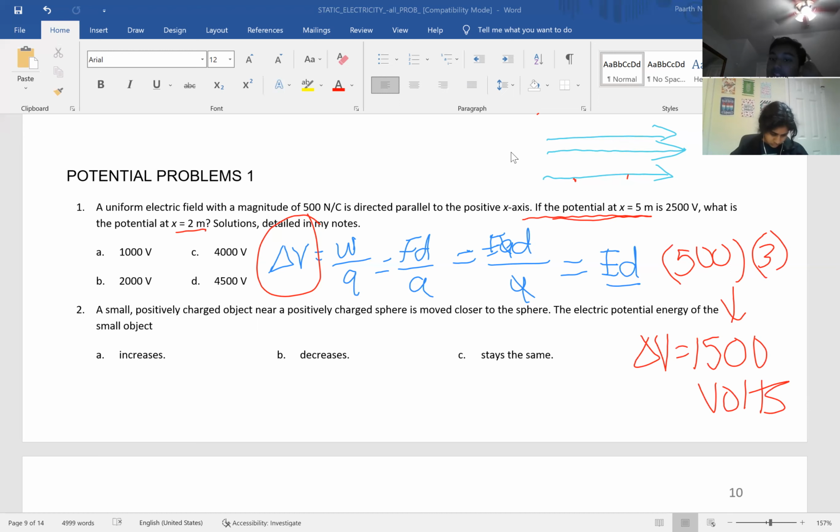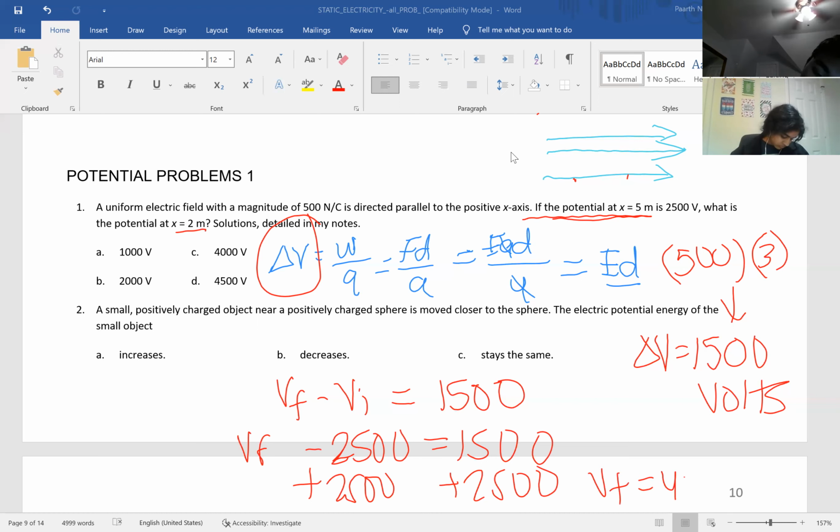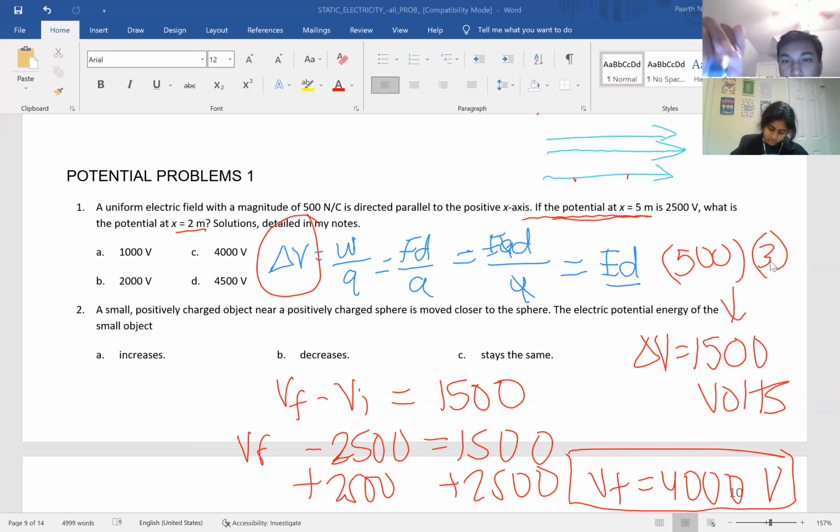So what does that mean? That means that the change in V, V final minus V initial, equals 1500, right? If you know that the initial is 2500, you can add 2500 to both sides and you get that V final is 4000 volts. That's the answer, right? I think so. Yeah.